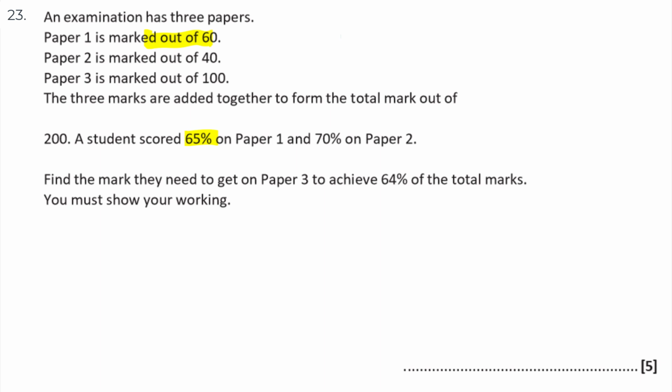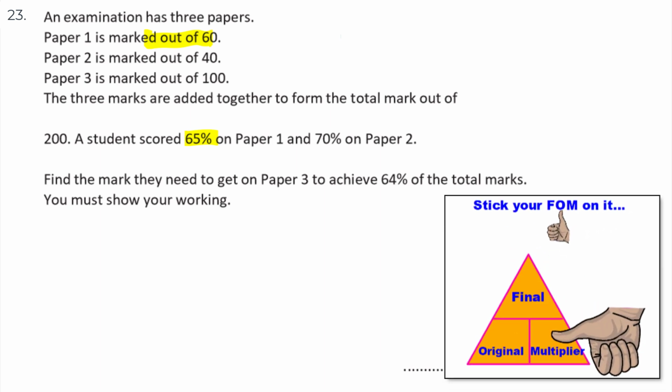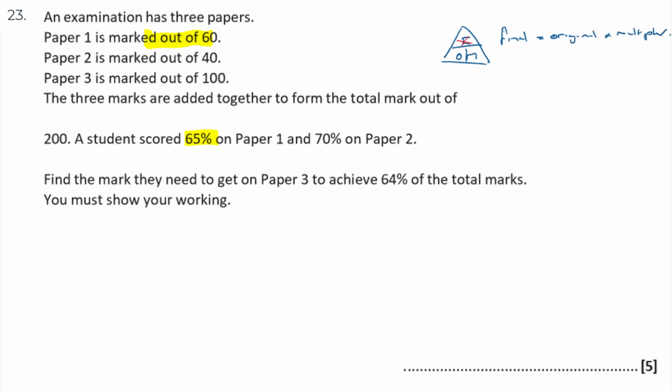Now with percentages, I like to use this triangle, final, original, multiplier, to work out what to do with percentages. Now here, I want to work out the final mark because I know what the paper was originally out of, and I know the percentage for each of these questions. I'm going to be finding the final for these. So covering up the final, that tells me that the final equals original times multiplier. Okay, so that's the calculation I'm going to be doing for each of these. I'm going to take the original one and multiply it by the multiplier.